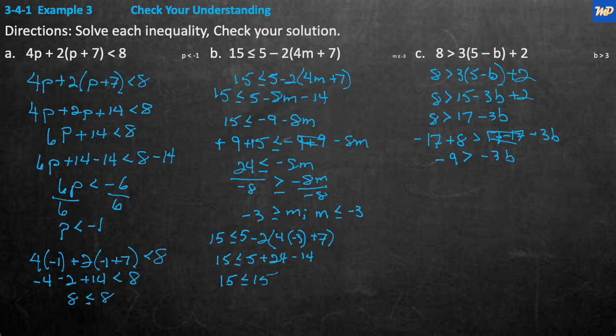And now to clear the negative 3b, we're going to divide both sides by negative 3. But when we do this division by negative 3, we have to flip the sign. It's now flipped. So we have 3 is less than b, because the negative 3's cancel on this side. 3 is less than b. So now we can put a 3 back in the top. So we have 8 is greater than 3 times 5 minus b, and b is a 3 plus 2.